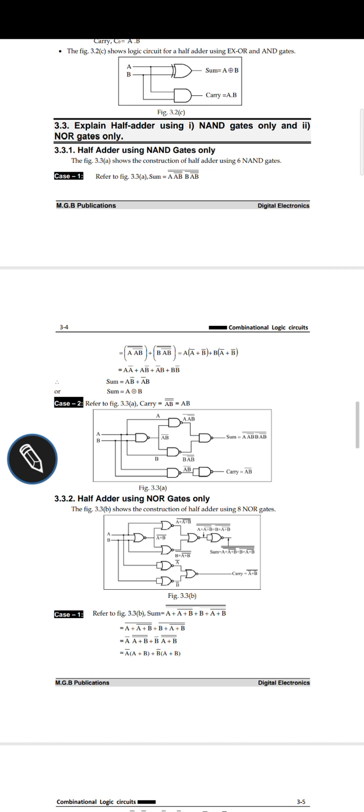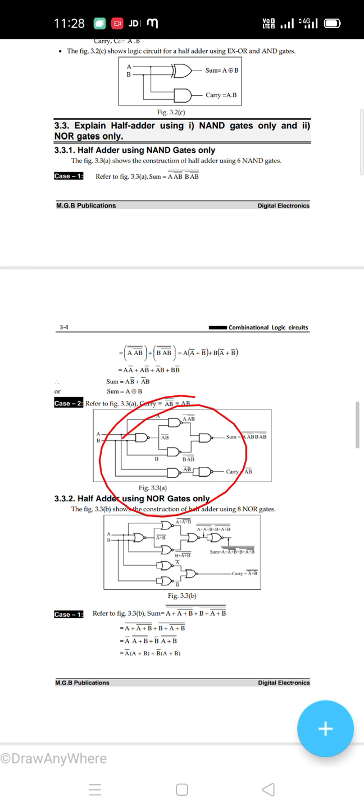Here, a half adder using NAND gates. So how many gates do we require? We require 6 gates to construct the NAND gate, and we require 8 NOR gates to construct the half adder circuit. So here the expression is what?